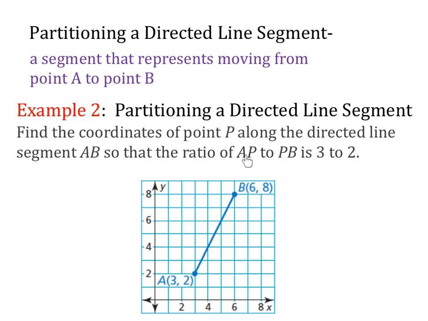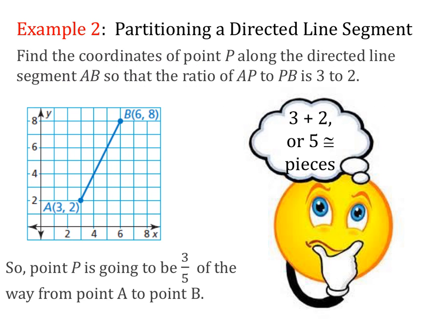So the length of AP to the length of PB is a 3 to 2 ratio. So we need to figure out where we're going to put P along this directed line segment. So it's going to be a 3 to 2 ratio. Well, here's what we need to think about. If it's 3 to 2 ratio, how many total parts is that? So if I add my 2 parts together, that's a total of 5. So I need to think of this as breaking it up into 5 total congruent pieces. So 5 total congruent pieces along the line segment from A to B.